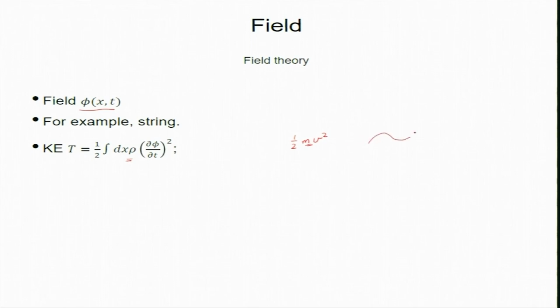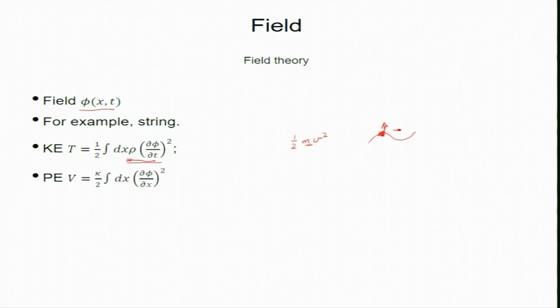If this is a string, then we think of a small element here, so rho dx, and the velocity of that element, which is d phi by dt, is moving in the transverse direction, okay. There is no motion in the other direction, so it is the transverse direction. So, d phi by dt is the velocity. This is the local kinetic energy, or kinetic energy density, multiplied by dx. The half is a convention, okay. So, this is the kinetic energy, a function of phi and density.